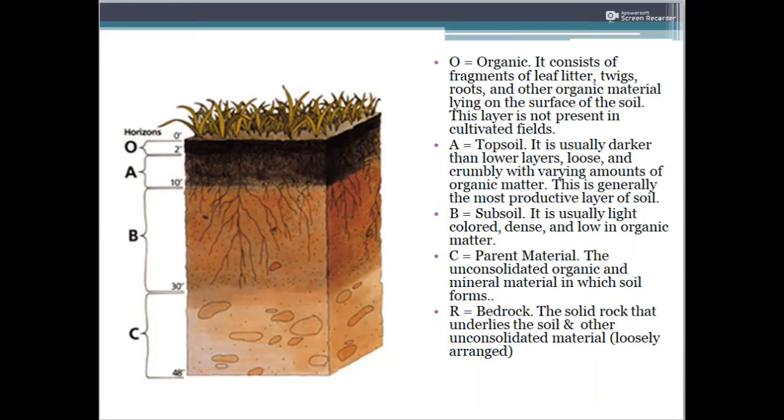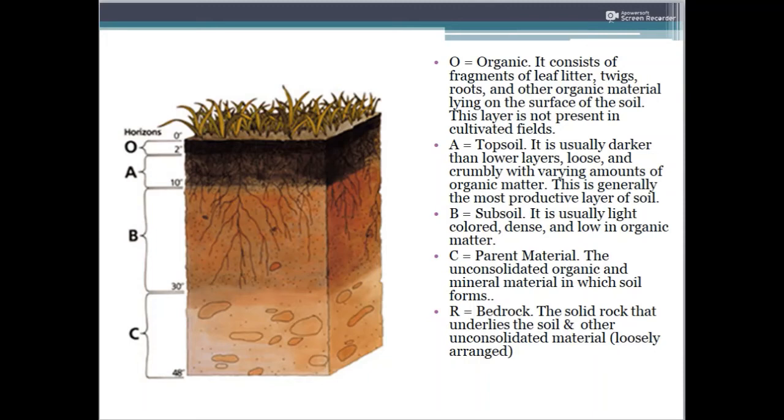It's slightly loosely arranged, but not as loosely arranged as the A horizon or the O horizon. So here it mainly includes those rocks which have small crevices, but it is not as loosely arranged as the topmost layer or the topsoil. And in some places we also mention the R horizon, or the bedrock, which is a solid rock that underlies the soil and other unconsolidated material.